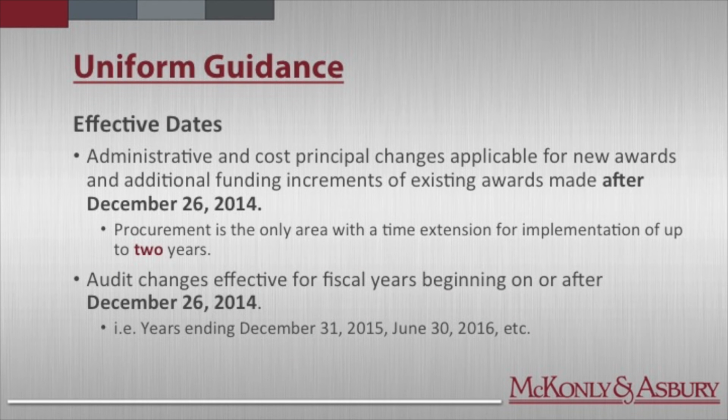So the effective dates for the guidance: I mentioned it was actually issued back in 2013, became law in December of 2014. The first five subparts, A through, I'm not very good with my letters here, A through E, became effective for any new grant awards after December 26, 2014.